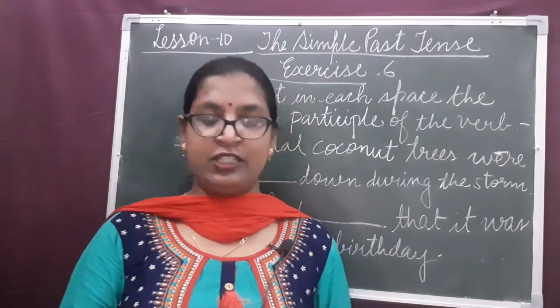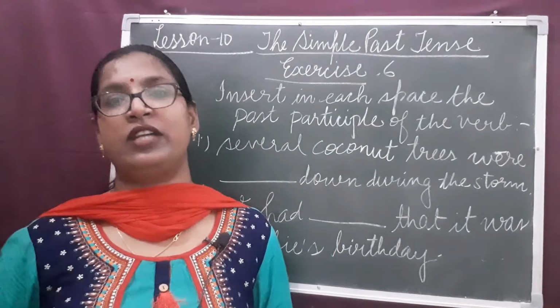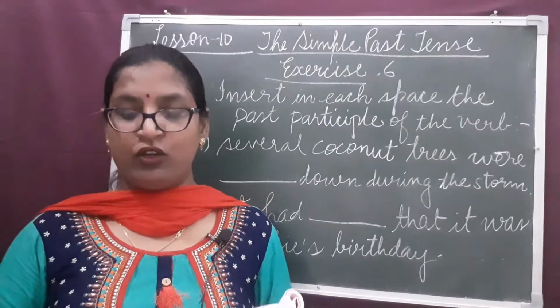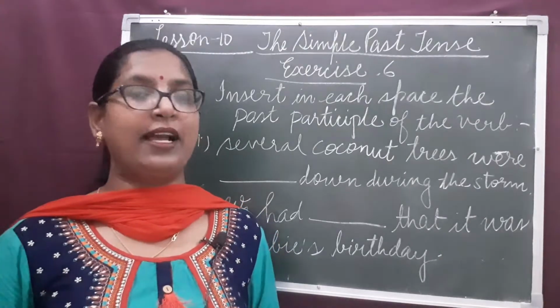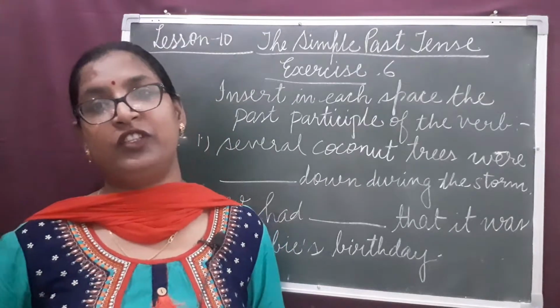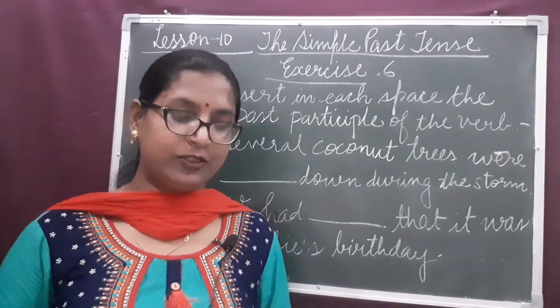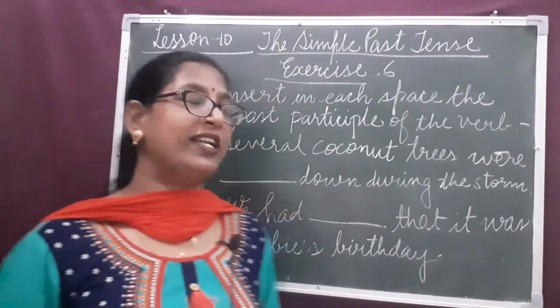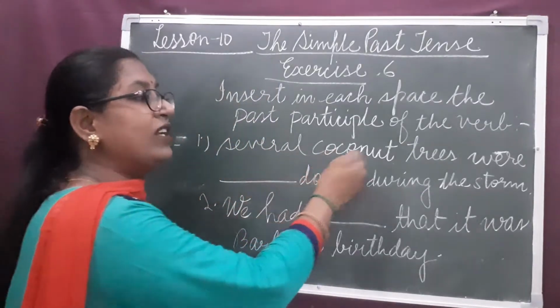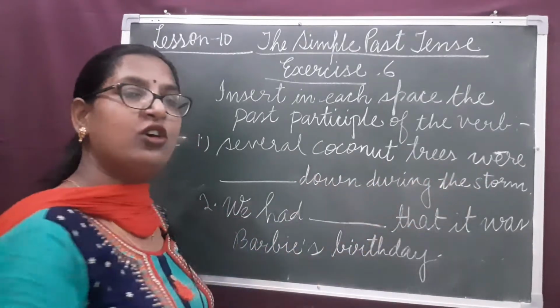Insert in each space the past participle of the verb in bold type. Here the verbs are already given in the brackets. You have to use the past participle form of the verb. Past participle means third form of the verb. Look at sentence 1. Several coconut trees were dashed down during the storm.